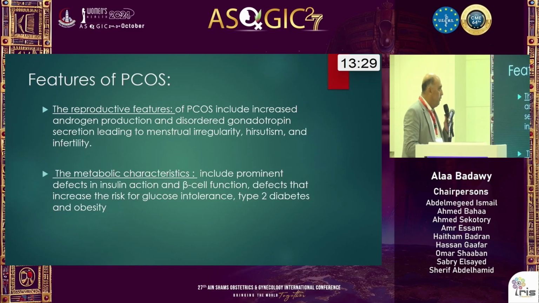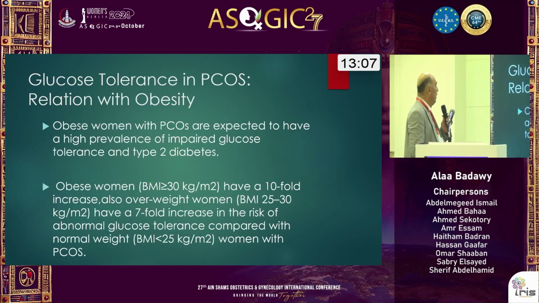The reproductive features of PCOS include increased androgen production and disordered gonadotrophin secretion, leading to menstrual irregularity, hirsutism, and infertility. The metabolic characteristics include prominent defects in insulin action and beta cell function, defects that increase the risk of glucose intolerance, type 2 diabetes, and obesity. Obese women with PCOS are expected to have a high prevalence of impaired glucose tolerance and type 2 diabetes. All these metabolic factors deal with the metabolic effects in PCOS.